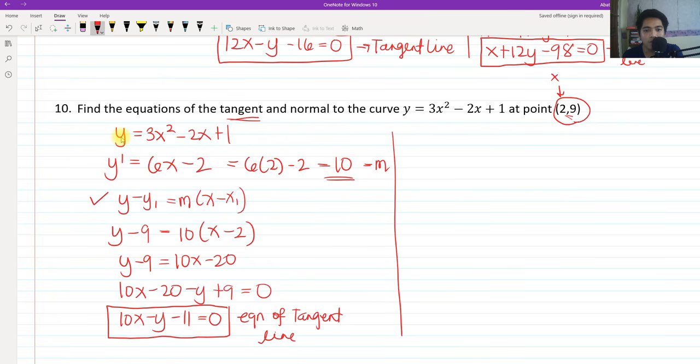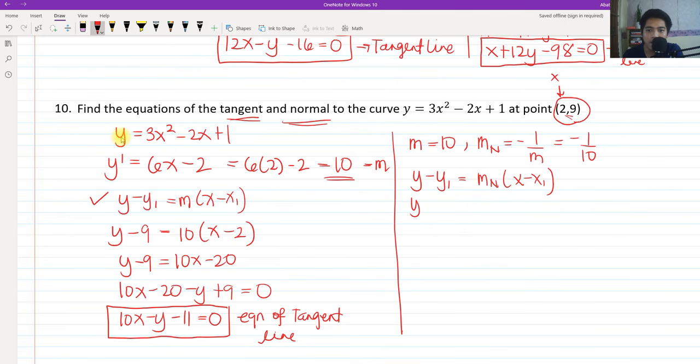So how about the equation of the normal line? Since the slope of the tangent is 10, we will get the slope of the normal line by getting the negative reciprocal of that slope. So that becomes negative 1 all over 10. And we're going to use the point slope form again to get the equation of the normal. So we have y minus, again, 9 equals negative 1 over 10, the negative reciprocal of the slope of the tangent, times x minus 2.